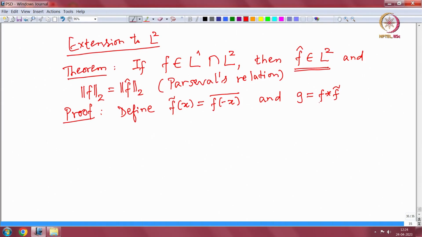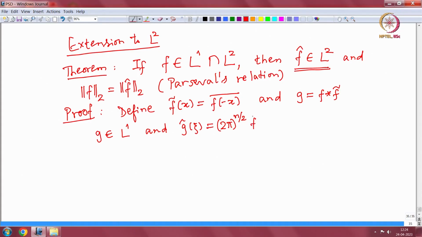So since both f and f tilde are in L1, and g is nothing but the convolution, g is also in L1. Okay, I just leave it as an exercise. This is again a simple application of Fubini's theorem. Again this constant pops up here, because we have not included the constant in the definition of the convolution, only in the Fourier transform.